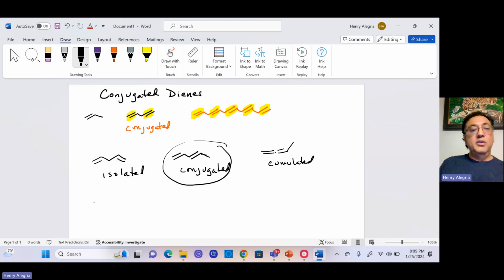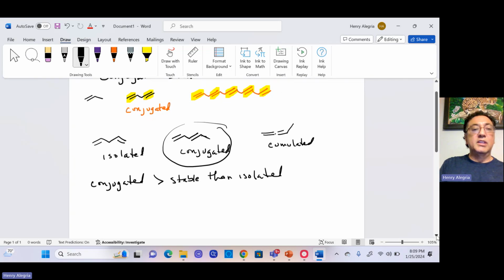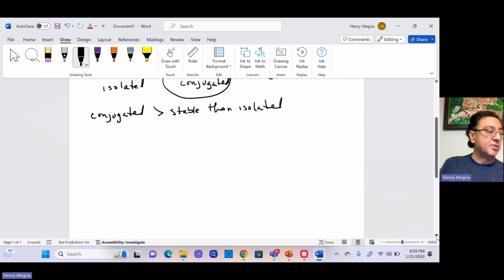Now, one of the things we already know from previous classes is that a conjugated system is going to be more stable than the isolated equivalent or the isolated system. So let's remind ourselves of why that happens to be the case. So we can always do these reactions in order to test this out. So here's typically what we'll do, how we can prove that conjugated dienes are more stable than isolated.